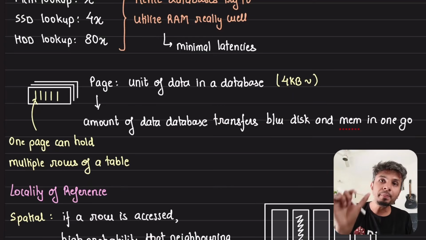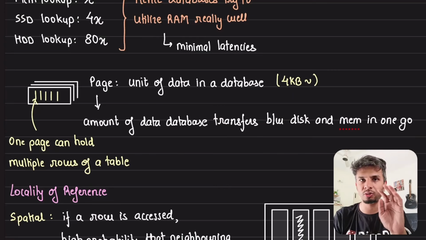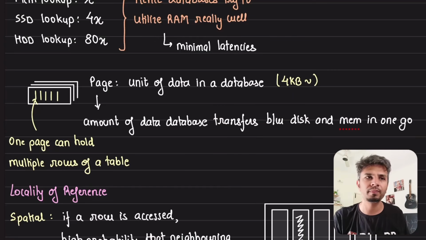Now, one page may contain multiple rows. Let's say your page size is 4 KB and each of your rows is 1 KB. So that page would contain 4 rows.